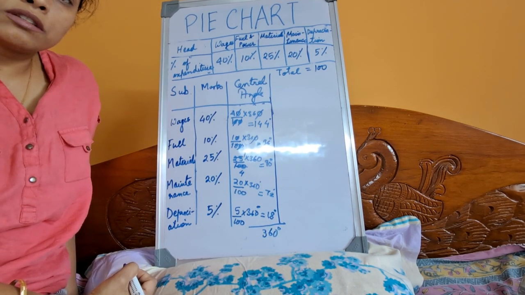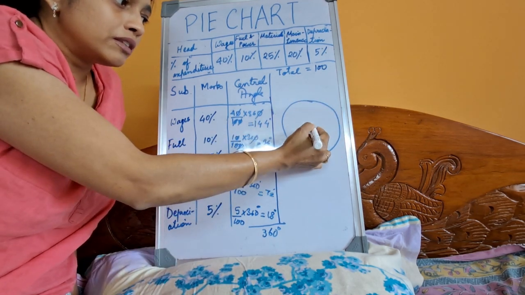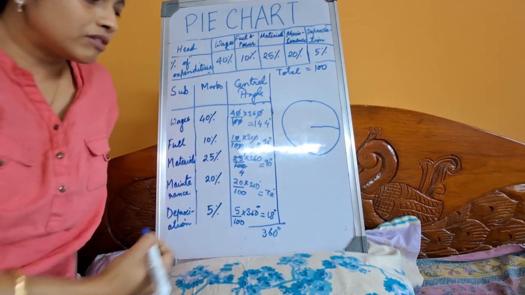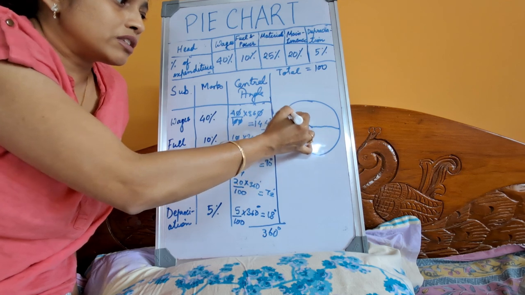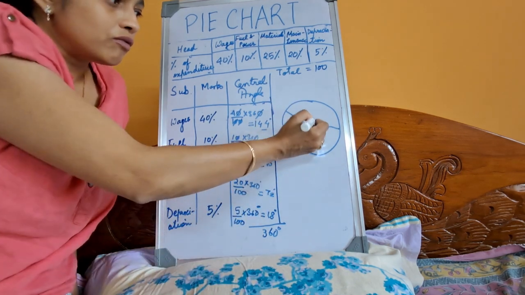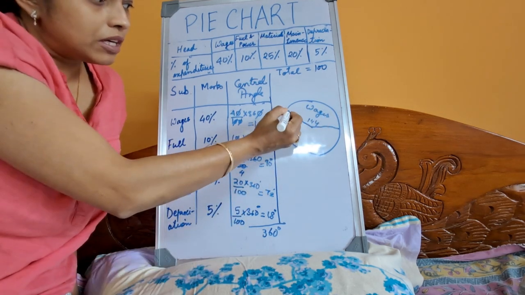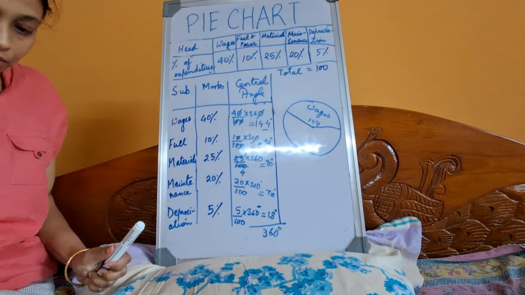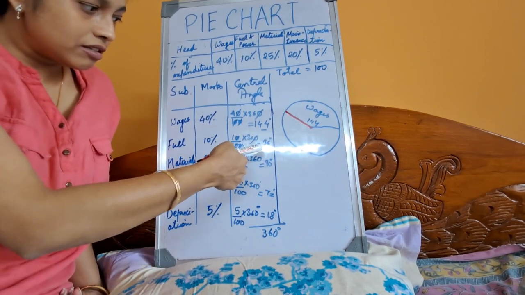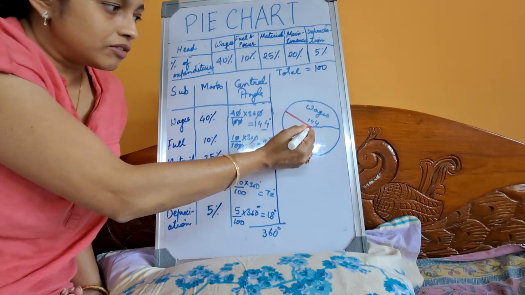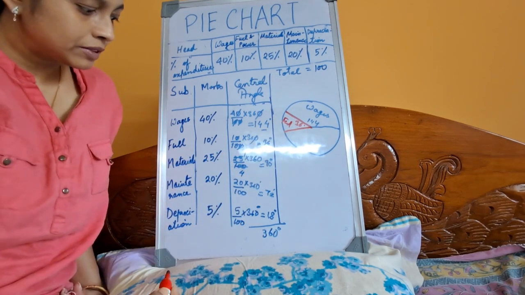So now the same process repeats. You have to draw a circle, take the center, draw any radius. Then we'll start with the first angle, 144 degrees, which is an obtuse angle. So this is 144, this represents wages. Then we place the protractor on this, and the next angle is 36 degrees. We draw 36 degrees. This represents fuel and power.